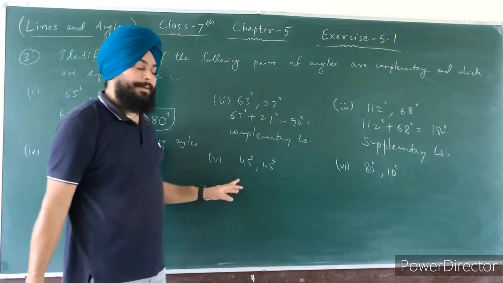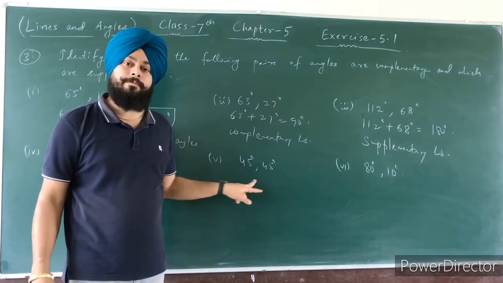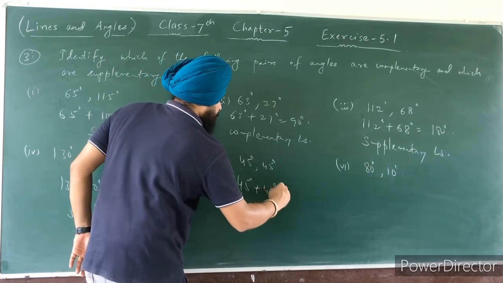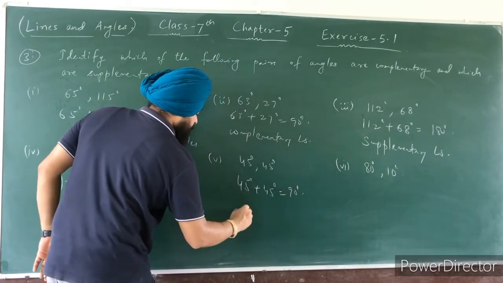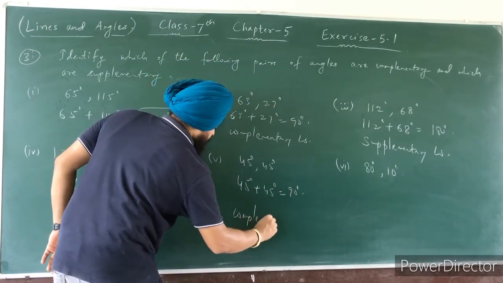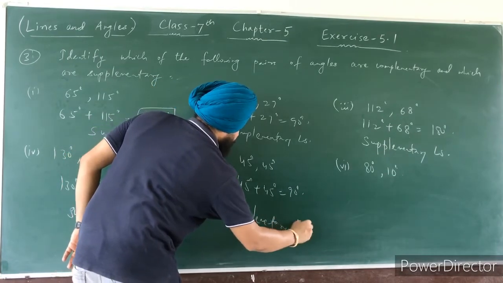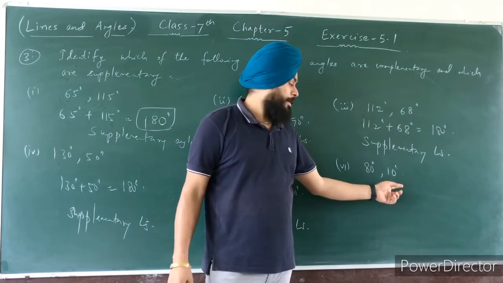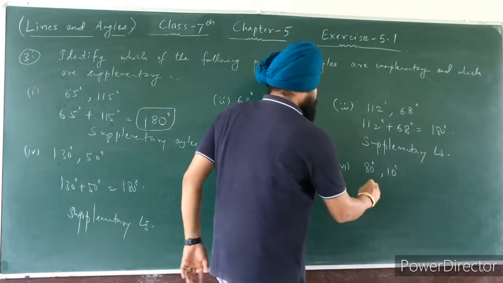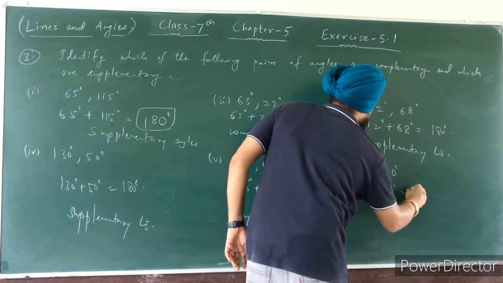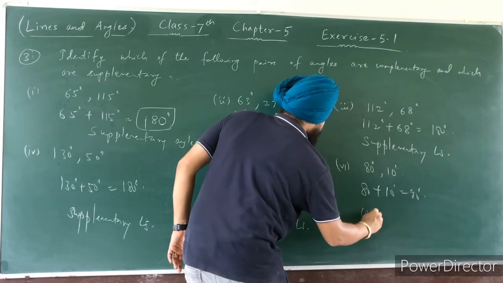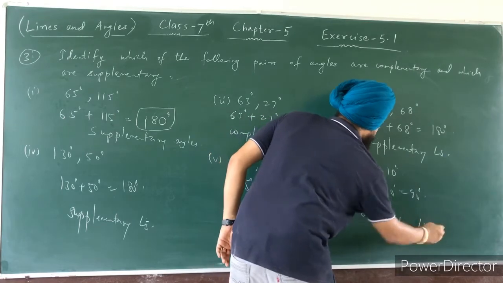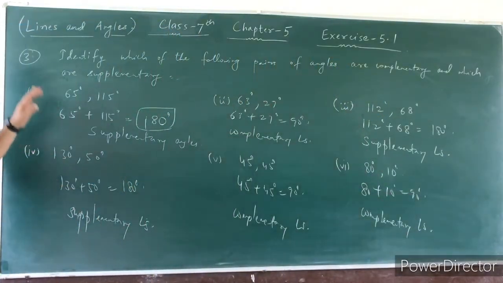The fifth one is the first angle and second angle both are the same, 45, 45. So 45 plus 45 degrees, how much? It is 90 degrees. So it is which angle? Complementary angle. So the sixth one is the first angle is 80 and the second one is 10. So 80 plus 10, how much? It is 90. This is again complementary angles. So this is your question number 3rd.